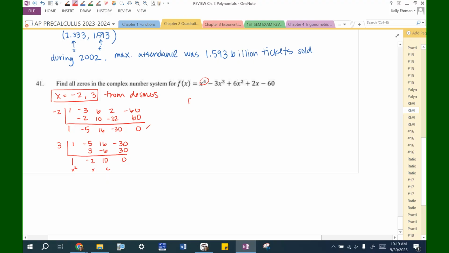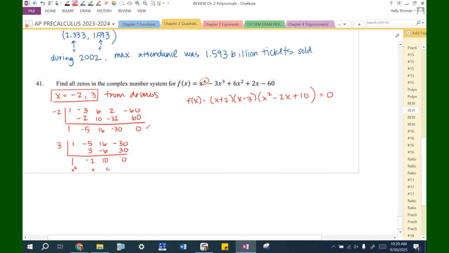So now we have f of x fully factored out. X plus 2, x minus 3. Those are the factors from these zeros. And now I have x squared minus 2x plus 10. I can't factor this. There are no factors of 10 that add or subtract to negative 2.